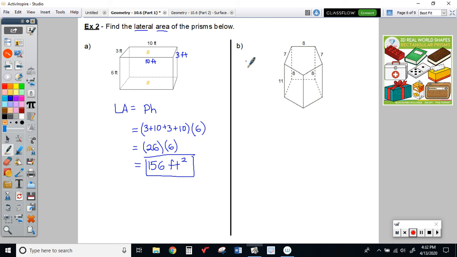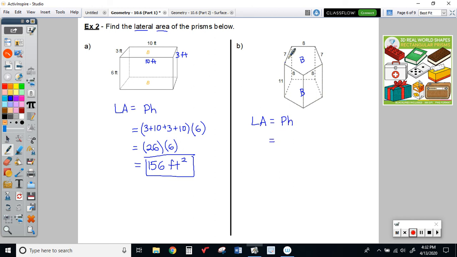Part B, on this one, we've got bases that are pentagons. So if this was a surface area problem, this would be a much more challenging problem because we would have to find the area of the base. There is a formula for that, but you'd have to use some trig probably to be able to do that. This one's not even a regular pentagon, so that would be much more difficult than your typical prism problem might be. But this one, lateral area, is still the same formula, perimeter times height.